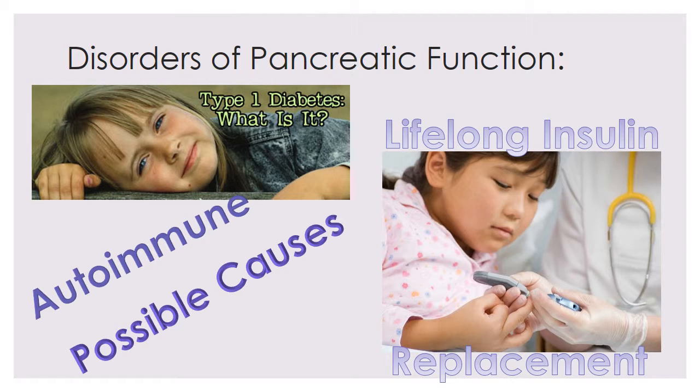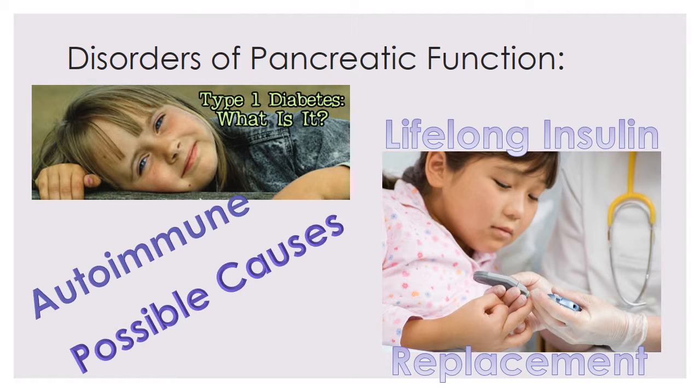So, how do children get this? Well, it can be an autoimmune response, such as a genetic or environmental trigger or viral infection. It could be that beta cells of the pancreas are destroyed. It could be little to no insulin is produced by the body. Lifelong insulin replacement will be needed. You want to look at Table 46-1 on page 1477 of your textbook.